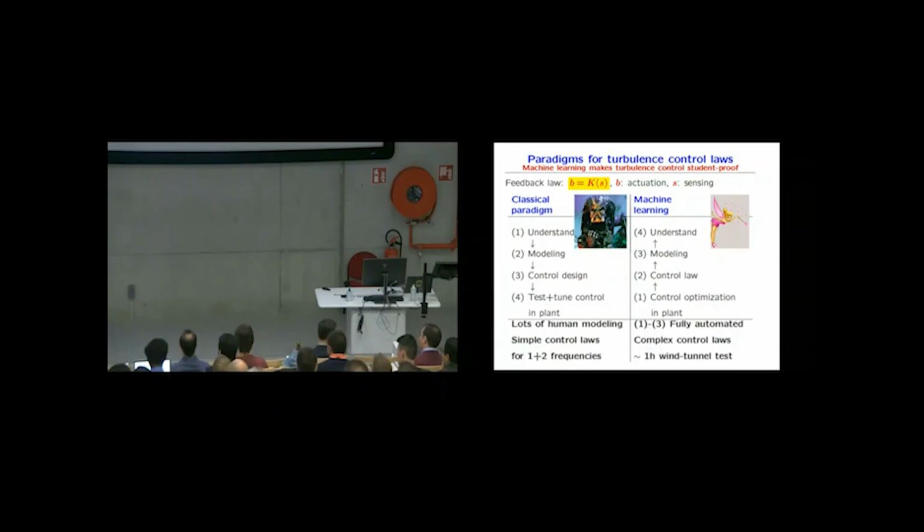So I've worked now 30 years on the left paradigm, and there are few students I want to put through this. So none is very smart. He can do it and rewards us with a lot of insight. But normally the right side is easier. And by the way, machine learning does not only make turbulence control student-proof, it also makes modeling student-proof and analysis student-proof.